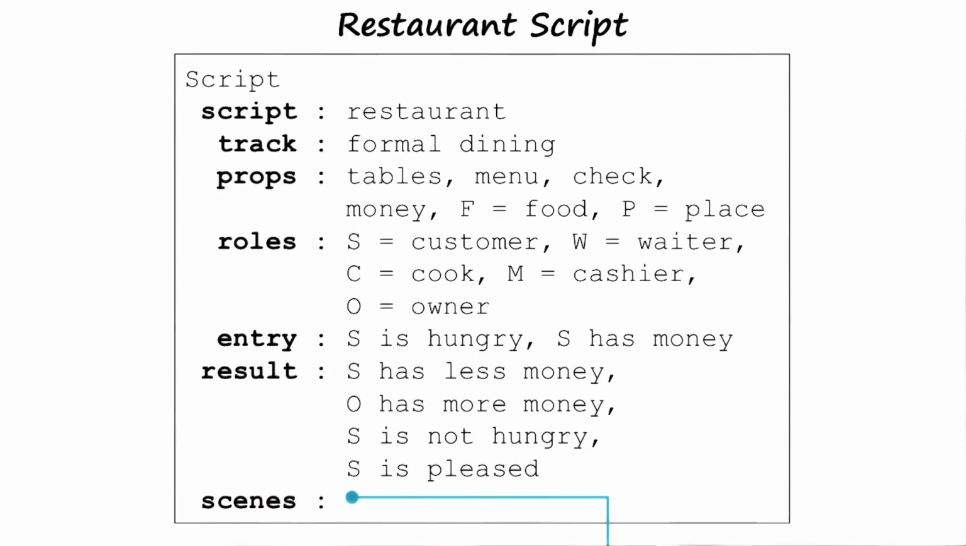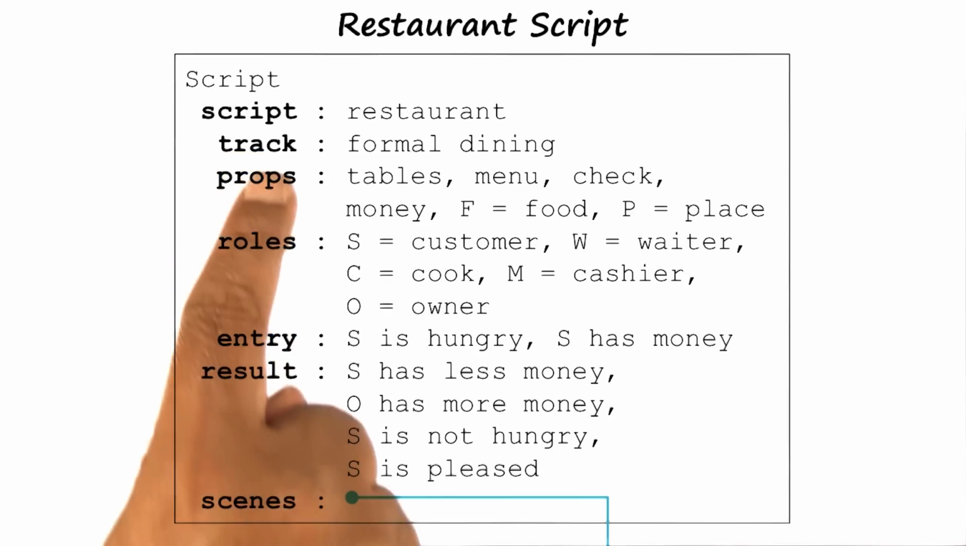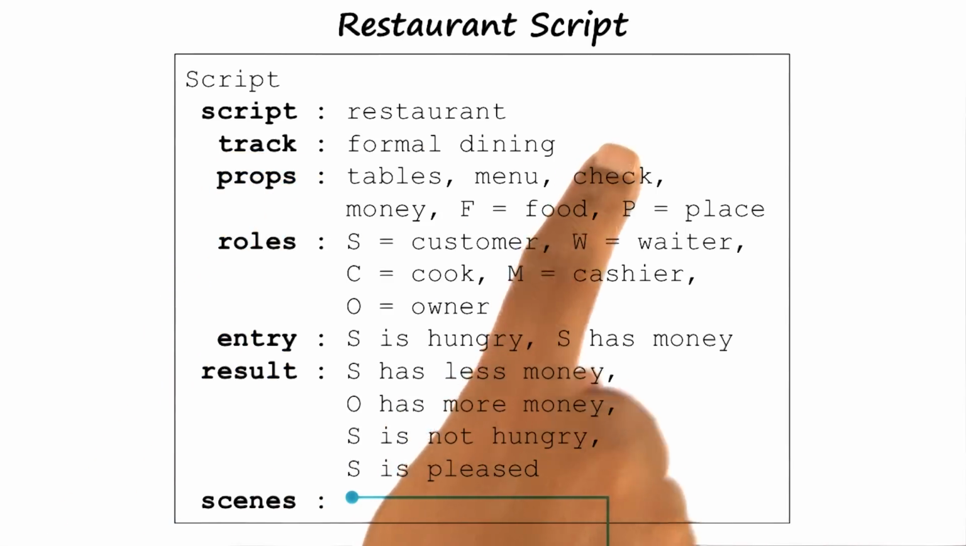So here is a representation of the restaurant script. Here is the name of the script, restaurant, and the 6 elements that we talked about earlier: track, props, roles, entry, result, and scenes. So this particular track refers to formal dining.